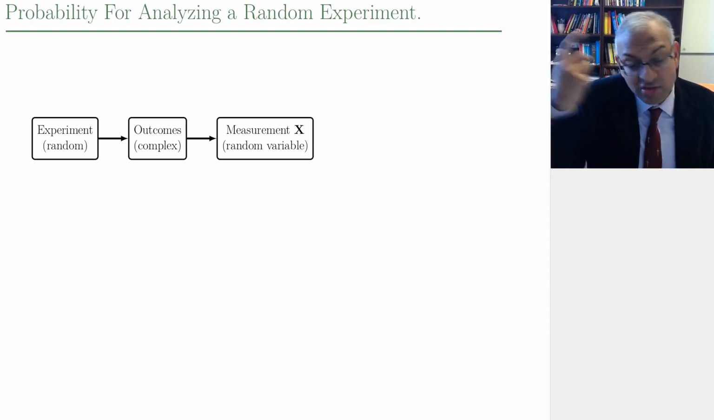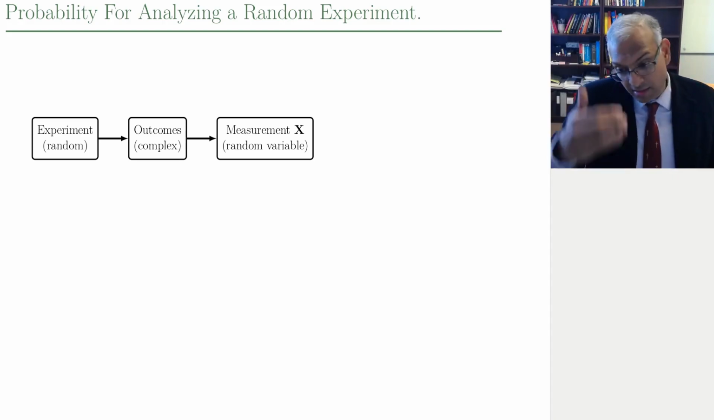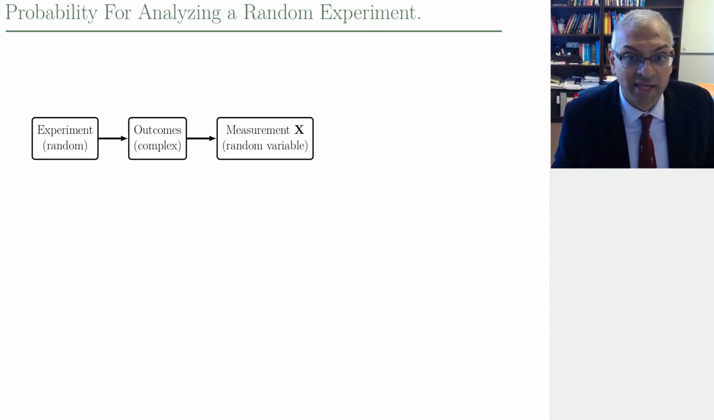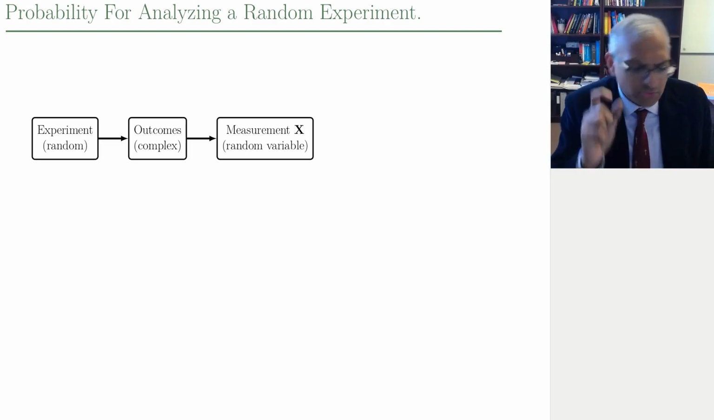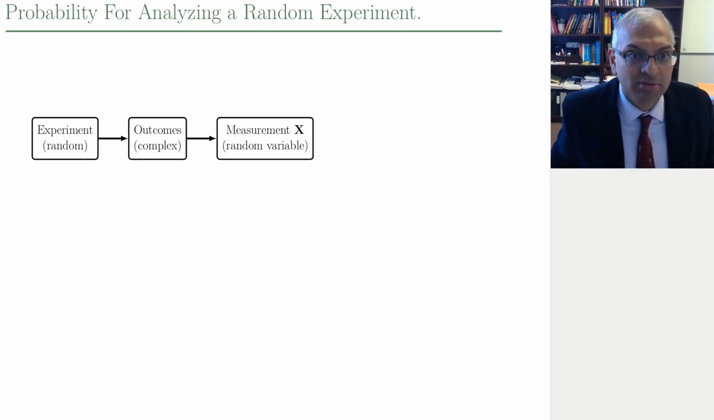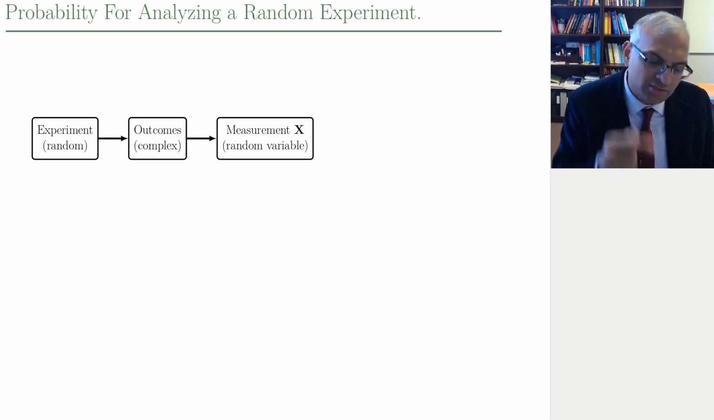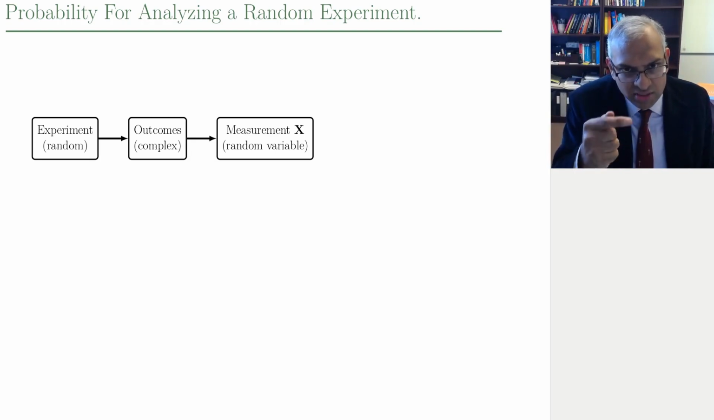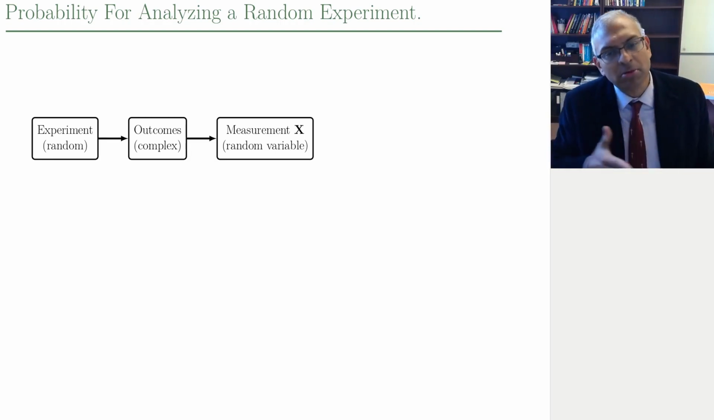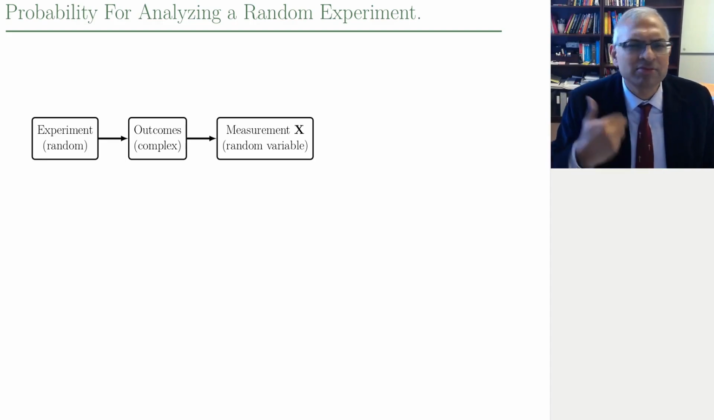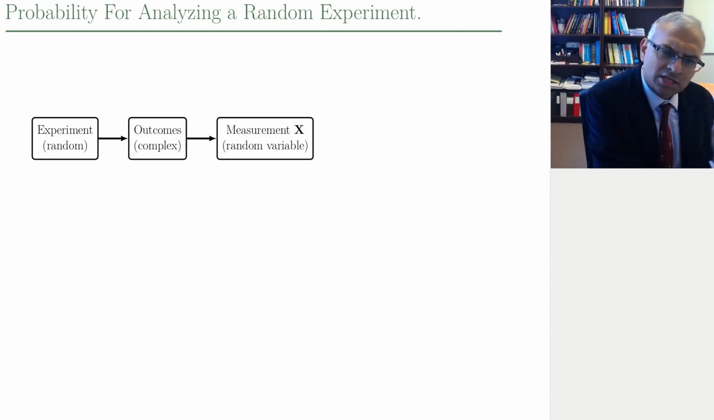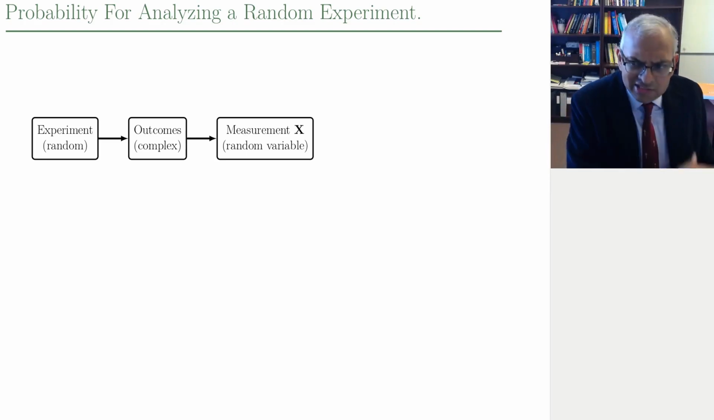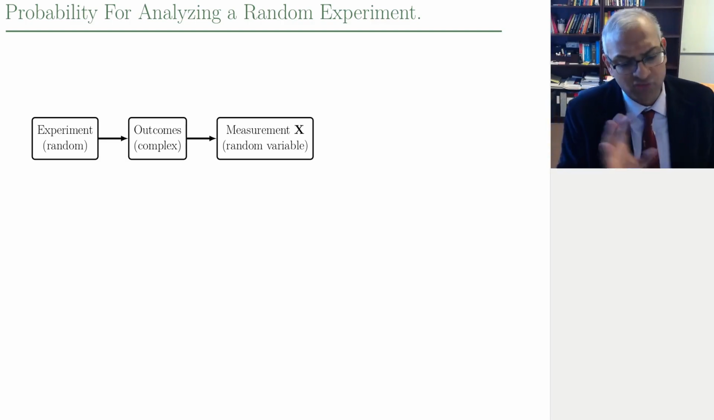Or if 100 kids throw their hats in the air and the hats land randomly on their heads, we're not interested in specifically who got what hat. We might be only interested in how many kids got the correct hat. So this measurement we call a random variable. It summarizes the outcome. And associated with this random variable are possible values and probabilities for those values. And that becomes our new sample space and probability distribution function. And we can now more or less ignore the complex experimental outcomes and focus on the random variable.